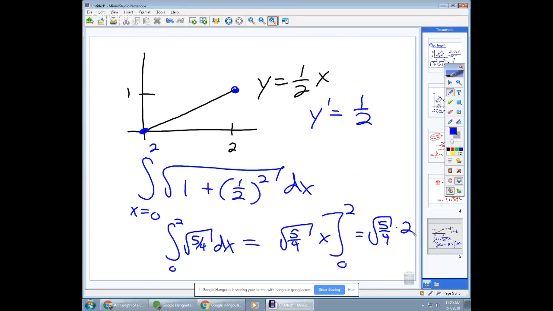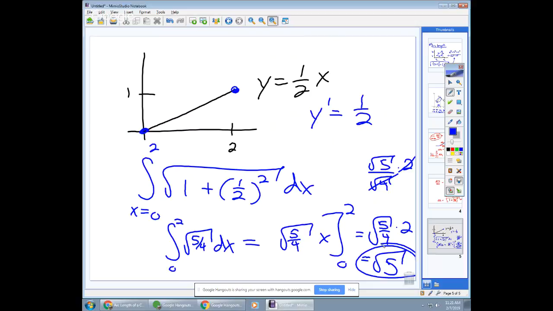But isn't the square root of 5/4 the square root of 5 over the square root of 4? Yes. And the square root of 4 is 2. So this simplifies: the 2 in front cancels with the 2 in the denominator. So the answer should just be the square root of 5 according to our calculus formula.